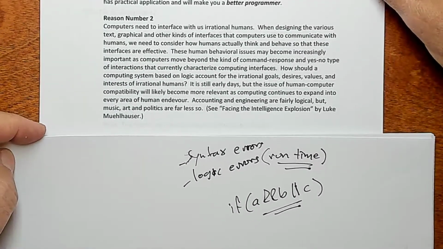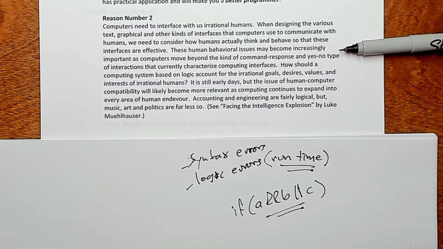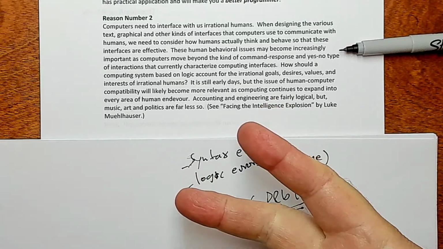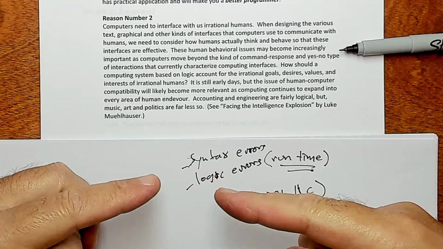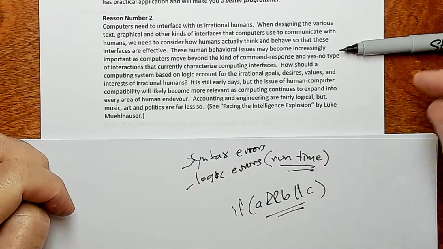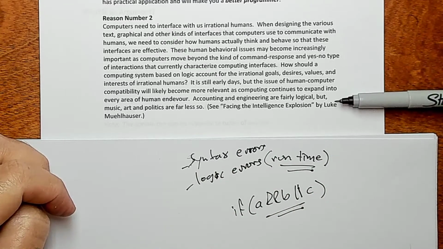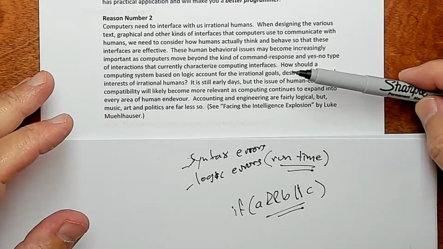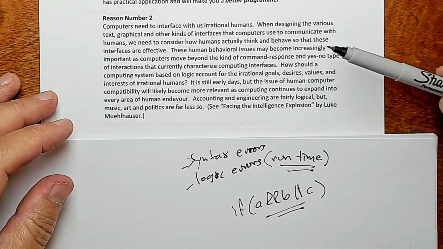Okay, reason number two, just real briefly, there's a kind of a duality here in the universe, so to speak. There's computers on the one hand, which are completely logical, and then there's humans, which are not logical. And as computer scientists, we have to develop interfaces so that computers can talk to humans. And presumably, as these interfaces get more sophisticated, they're going to have to become more human-like. That is, presumably more tolerant of the non-logical kind of things that humans do.